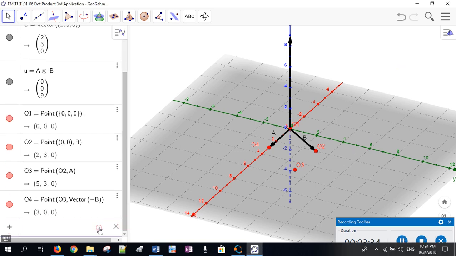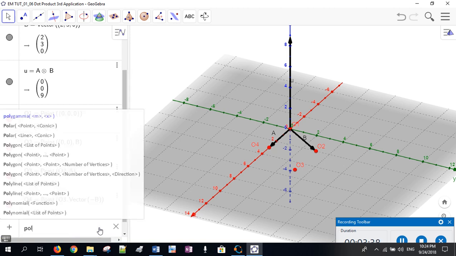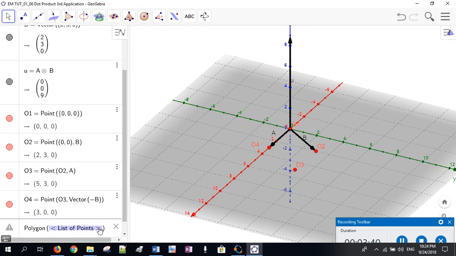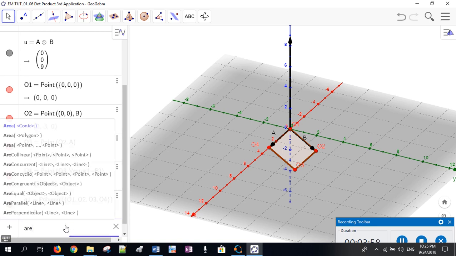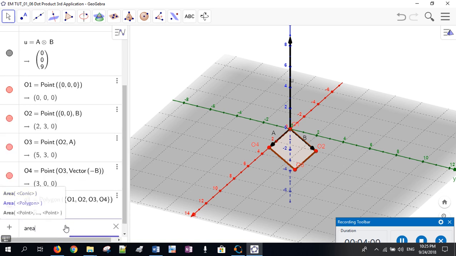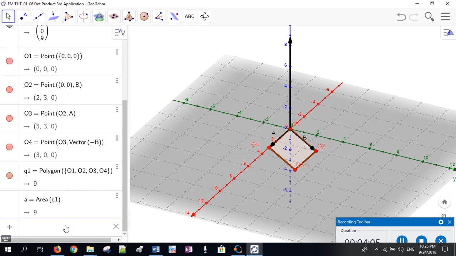Okay. I will make the parallelogram with this command: polygon, list of points. List O1, O2, O3, O4. This is the parallelogram made by A and B, and I can find its area, Q1, so it is 9.